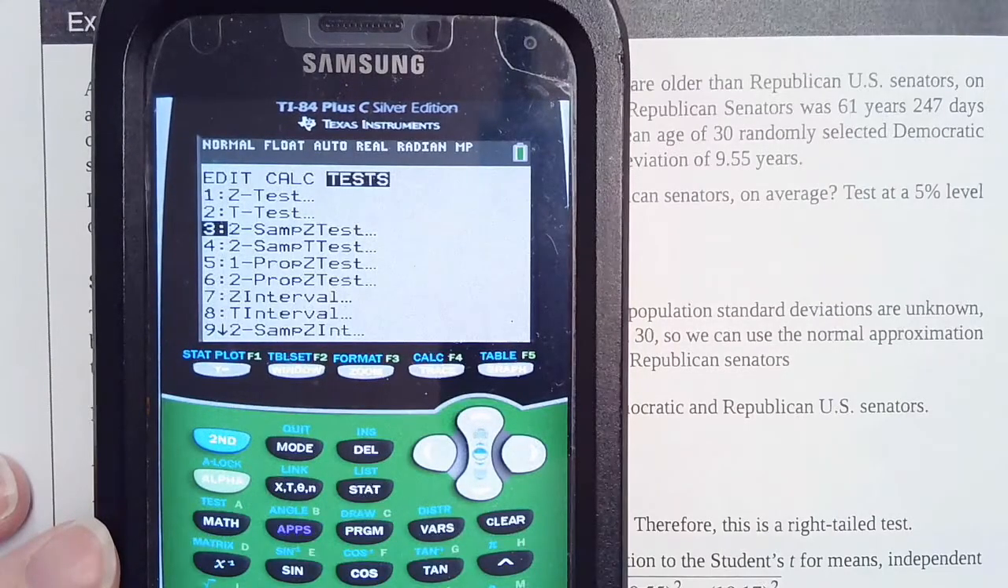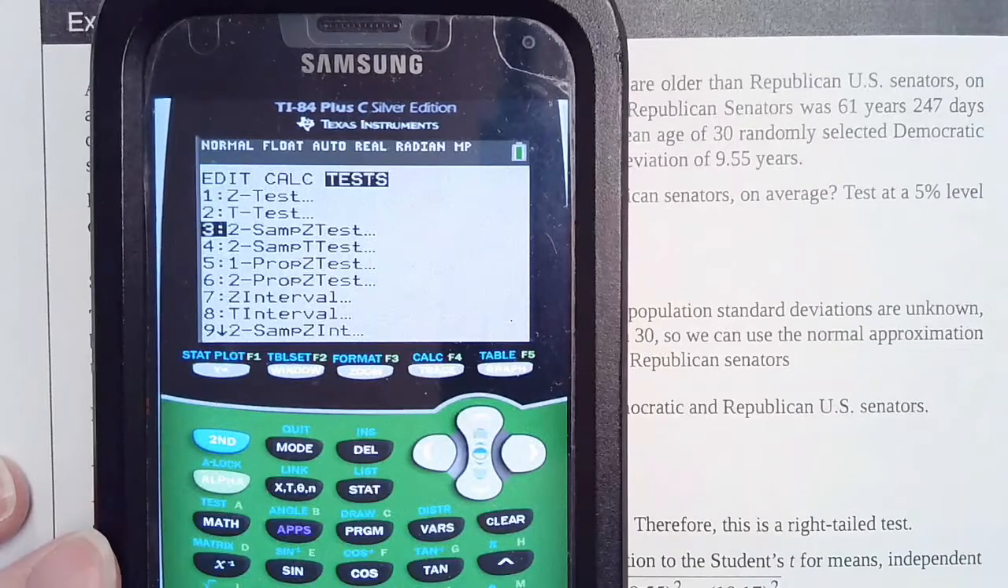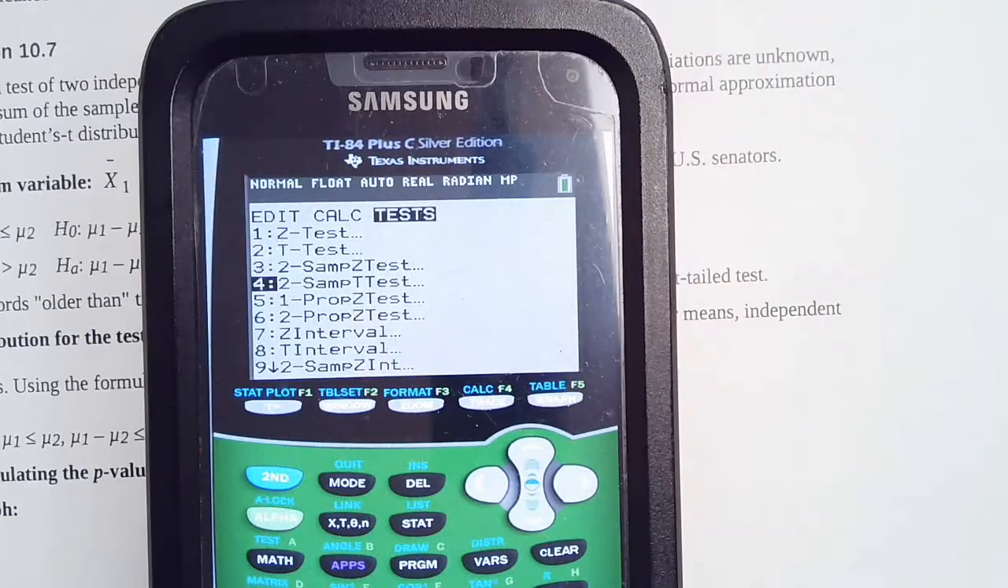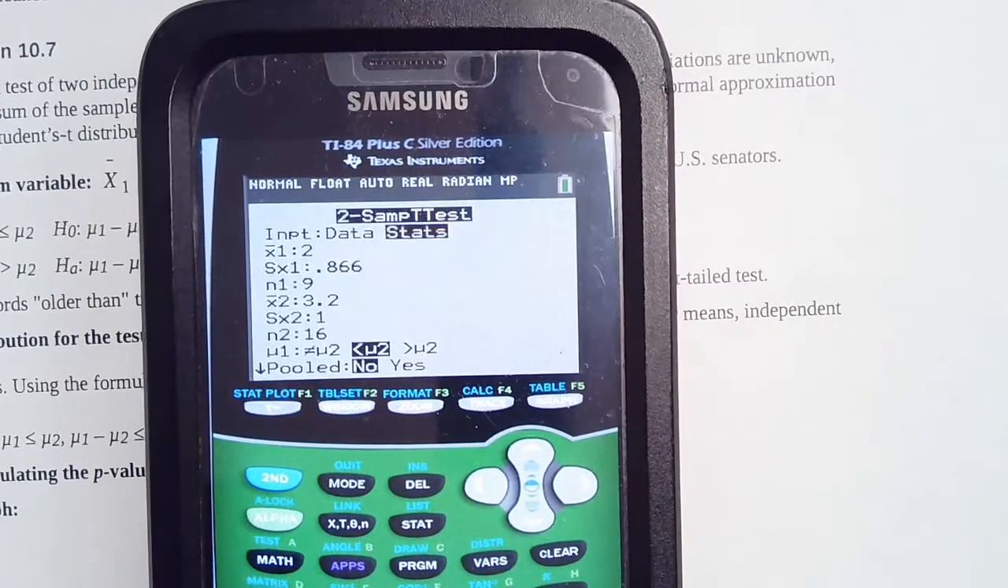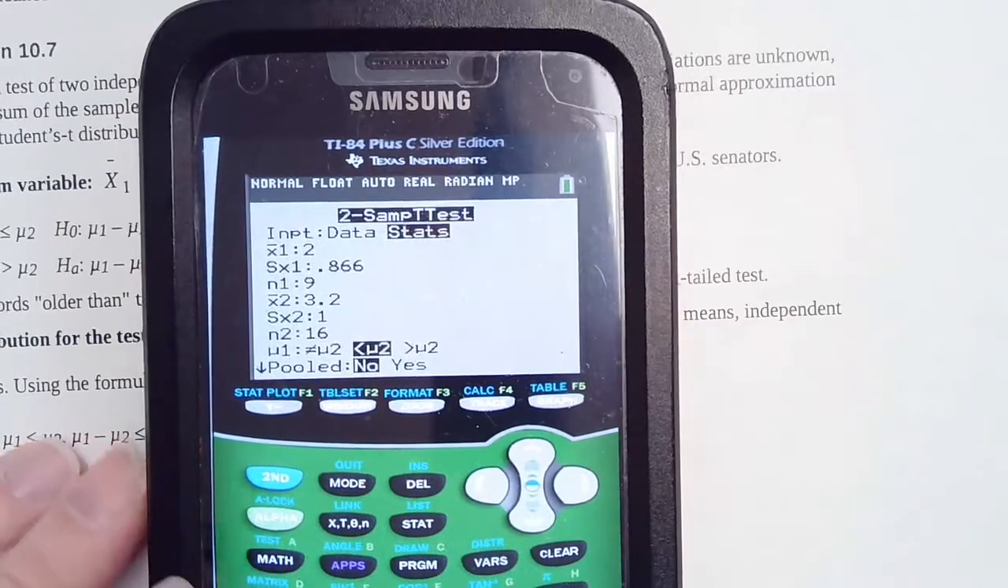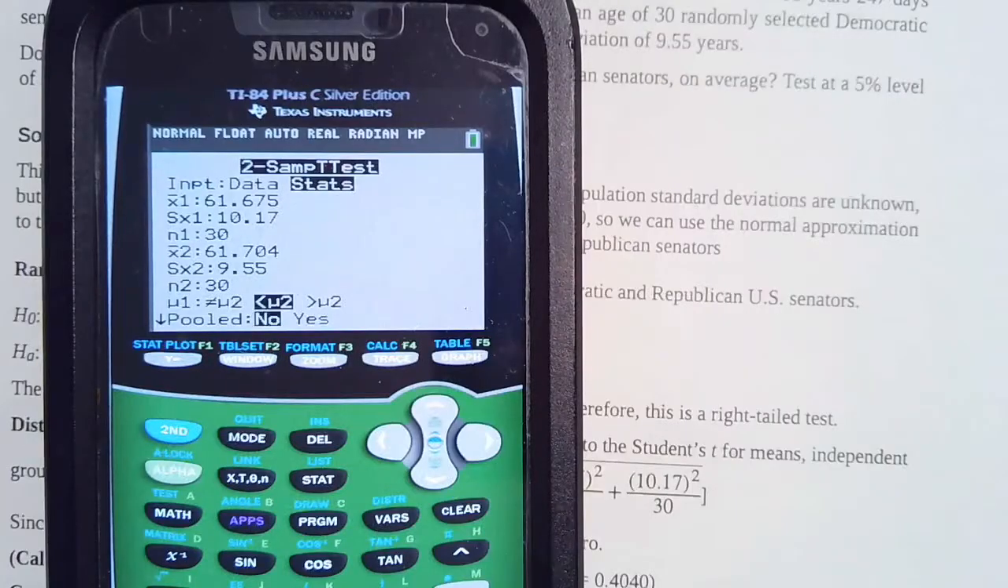All right, so we're going to do our test, and this is going to be a two-sample z-test. So we know on this one that it's going to be the two-sample t-test, because we do not know the standard deviation for the population. We have them for the samples, but not for the population. So we're going to do this from the statistics. We have our first group that we're going to enter our data in for, and then our second group that we're going to enter our data in for.